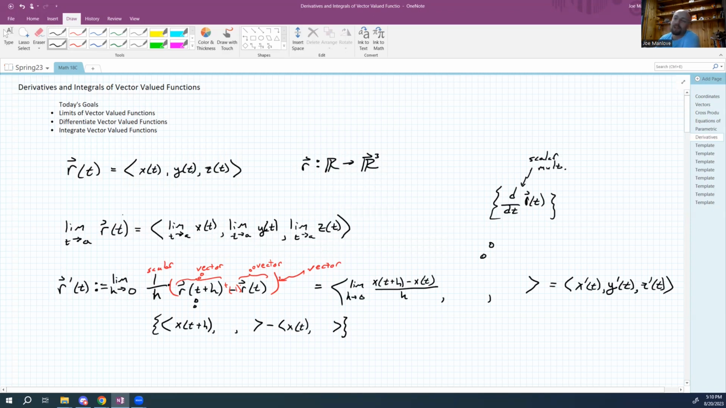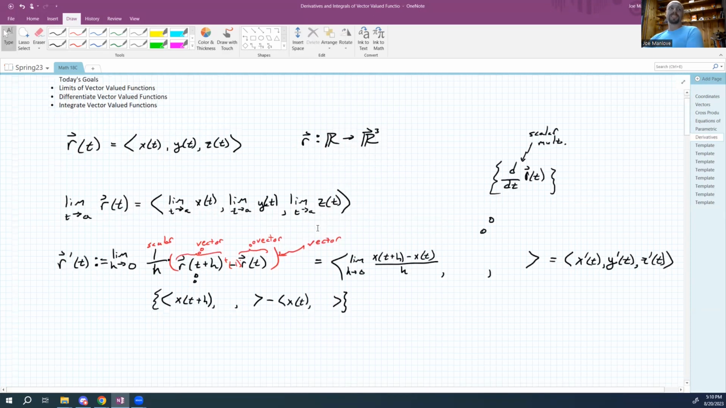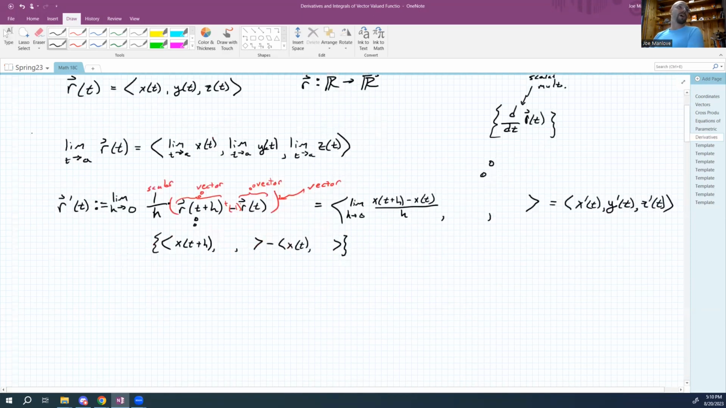We said, look, the limit of a vector valued function is just the limits of the components. If any one of those limits collapses, then the whole thing collapses. That's fine. If one of the components isn't differentiable, then the function wasn't differentiable. No big deal. That's it. So I've got limits here. I've got derivatives here.